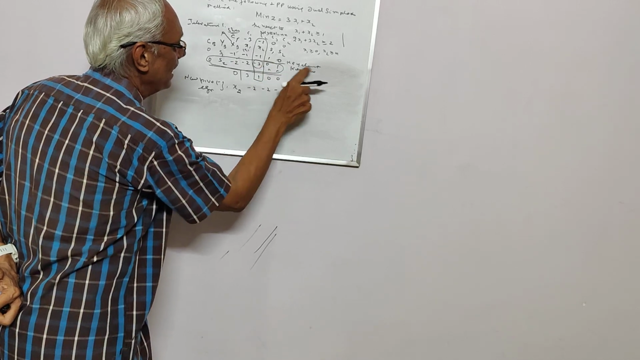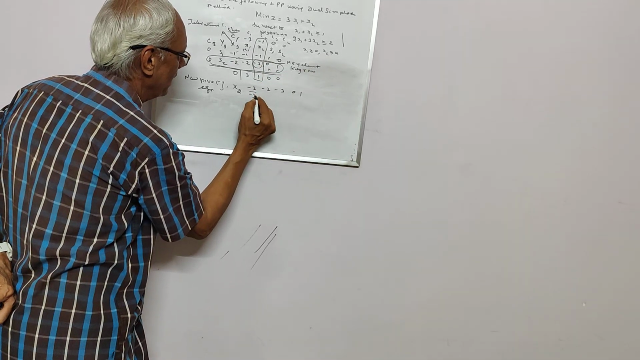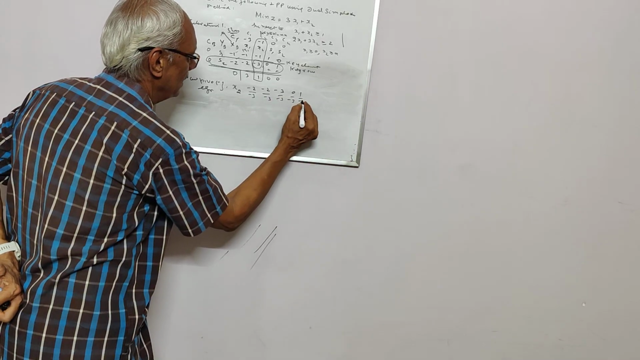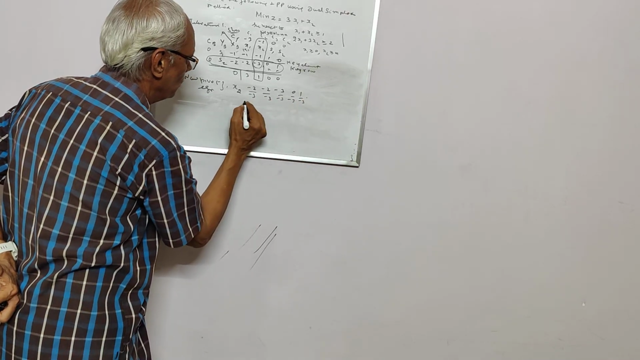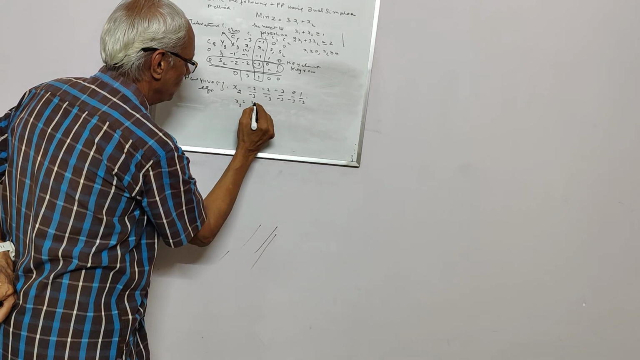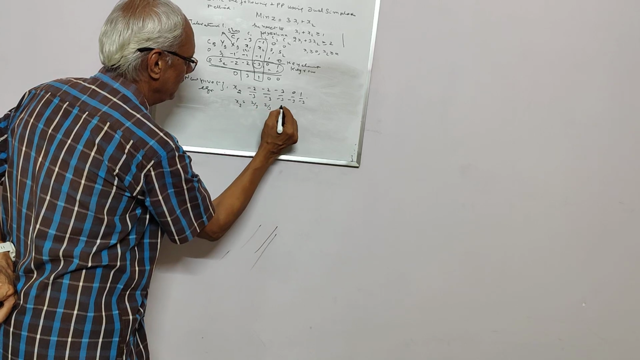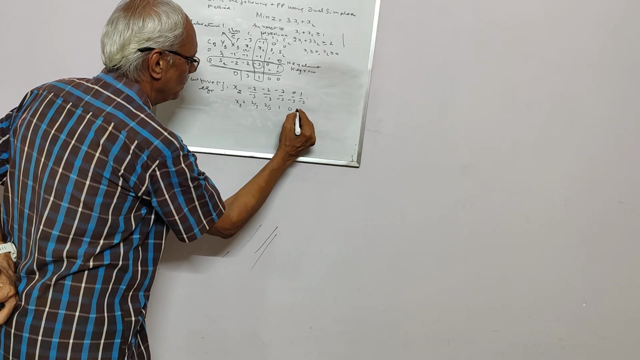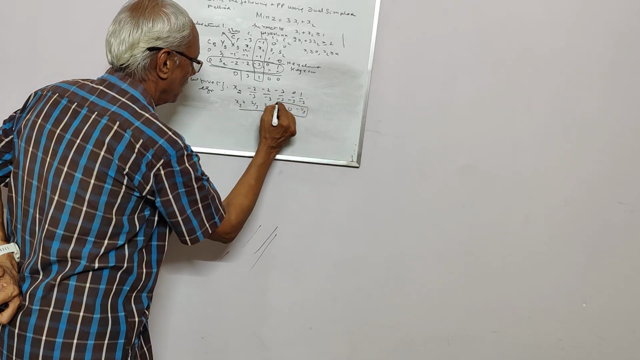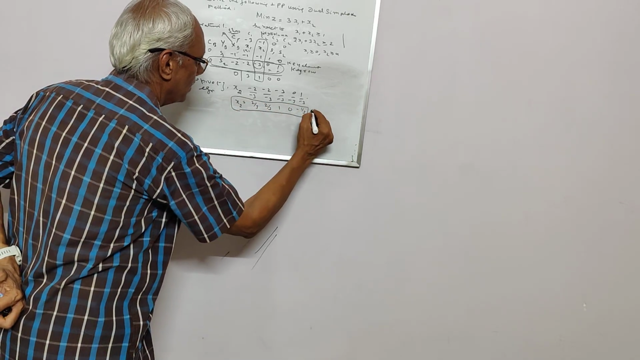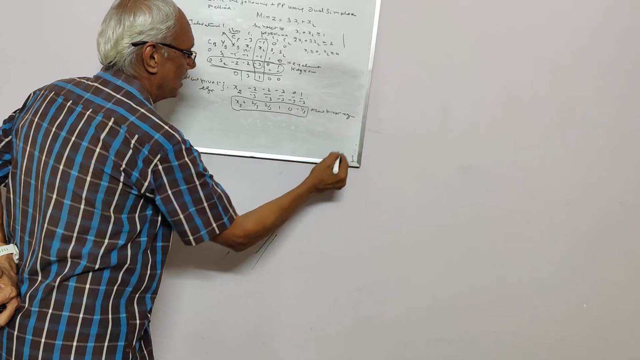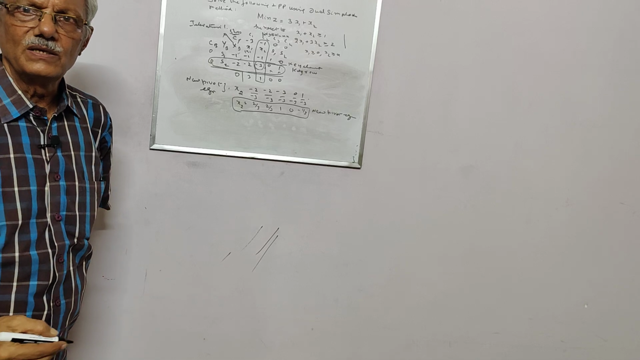What is the key element? Divide throughout by my key element: minus 3, minus 3, minus 3, minus 3, minus 3. That is equal to what? So x2 is 2 by 3, 2 by 3, 1, 0, minus 1 by 3. This is your new pivot equation.